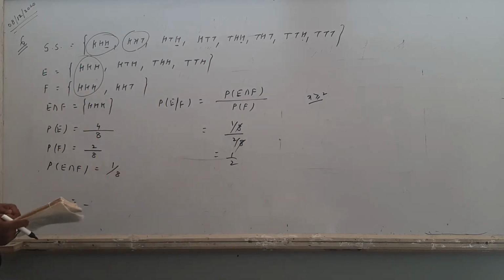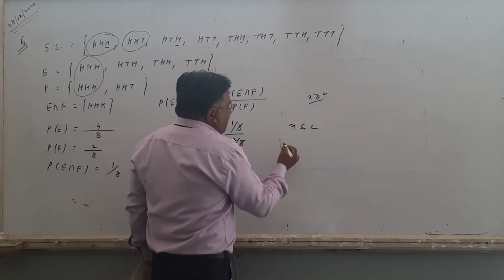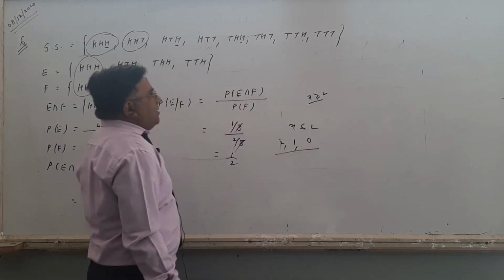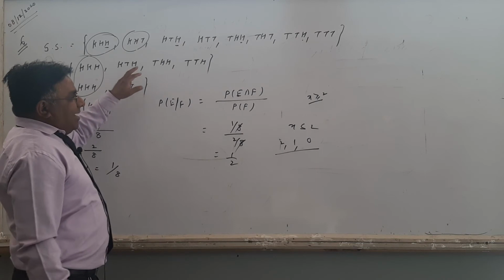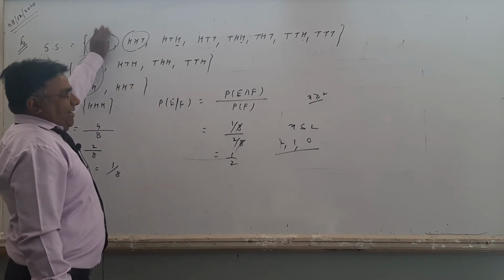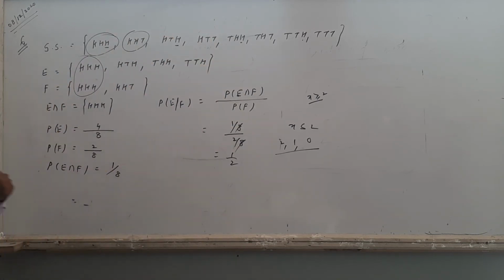Same, at most 2 head. Now the meaning of at most 2 head is that x is less than or equal to 2. That means 2 head, 1 head and none of head, right? Now 2 head, 1 head or none of head, that means except this point, all are included. So the probability is 7 by 8. Same, check the common part in this.